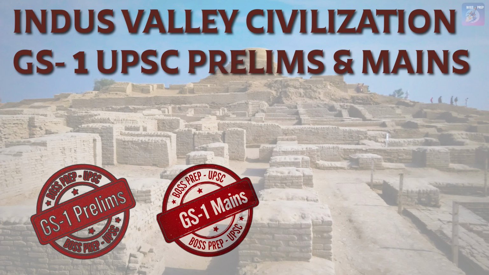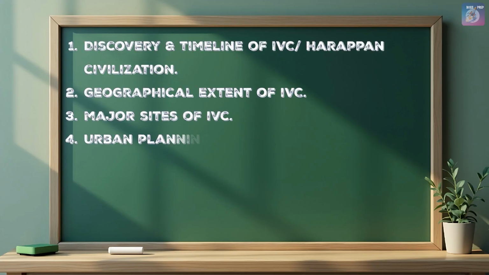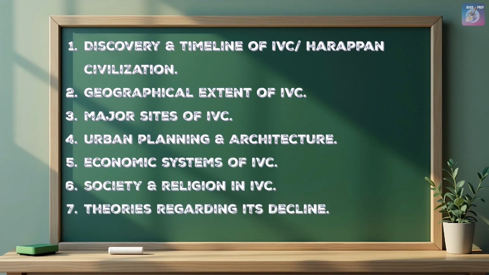In this second part on Indus Valley/Harappan Civilization for GS-1 Prelims and Mains, we will cover these remaining topics: urban planning and architecture, economic systems of Indus Valley, society and religion, Indus script, and lastly, theories on decline of the civilization. First part of the video on this Indus Valley civilization covered topics like discovery and timeline, geographical extent of the civilization, and major sites of the civilization.